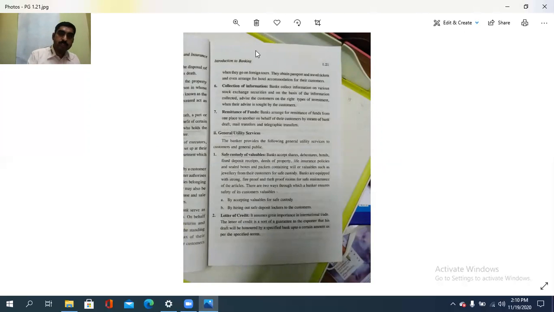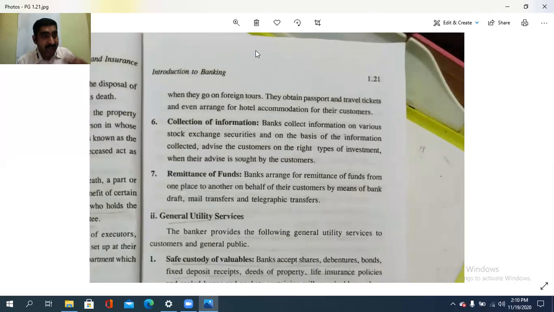When the customer goes on a foreign tour, the bank is going to do this thing. That is acting as a correspondent and representative also. They obtain the passport and travel tickets and even arrange for hotel accommodation for the customers also.